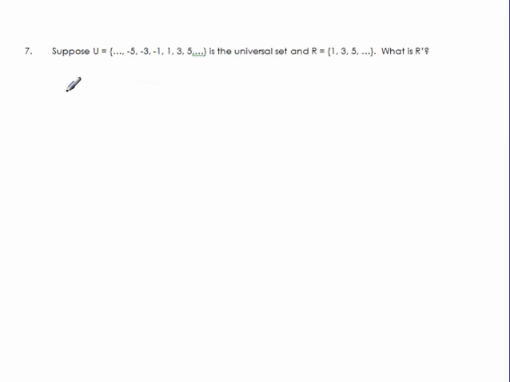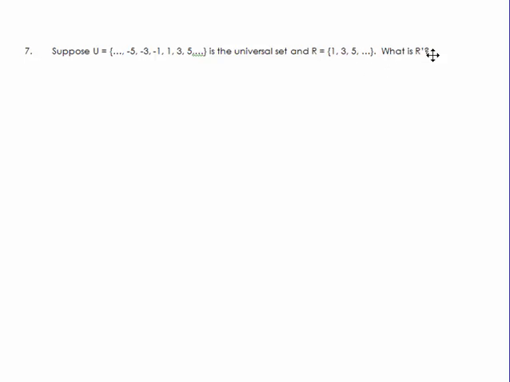All right, so the next one we're going to do is 7. Oh, look here. There's those dots. So starting at negative infinity, and then we get to negative 5, negative 3, negative 1, 1, 3, 5. And this is my universal set. R is a subset of that universal set. So it's 1, 3, 5, dot, dot, dot.